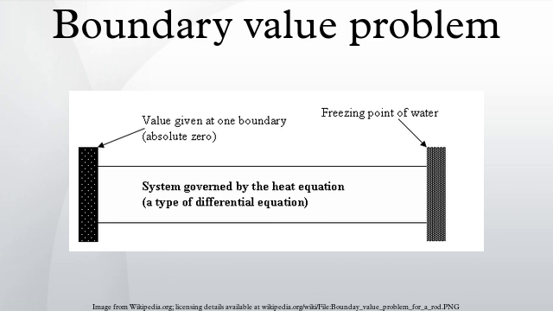Finding the temperature at all points of an iron bar with one end kept at absolute 0 and the other end at the freezing point of water would be a boundary value problem. If the problem is dependent on both space and time, one could specify the value of the problem at a given point for all time, or at a given time for all space.